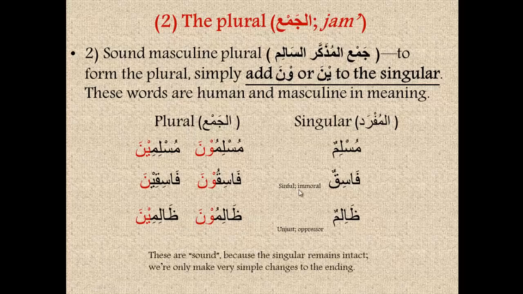These are sound because the singular remains intact. Notice how the word Muslim still appears in the plural, the word fasiq appears, and the word zalim appears. We are only making very simple changes to the ending, adding una or ina.